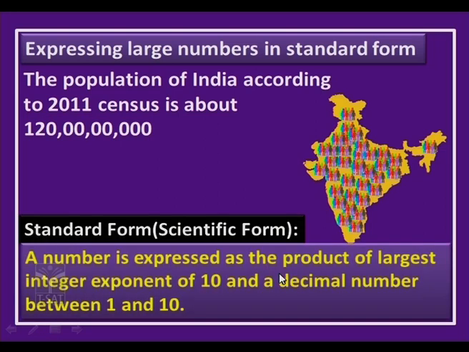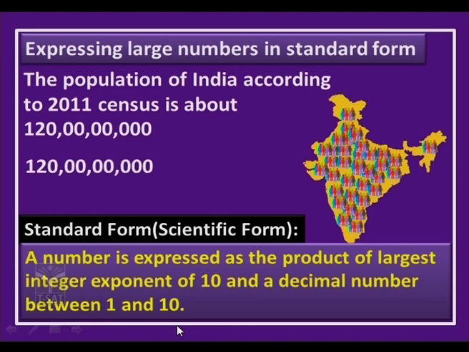Now, we write this expression in standard form, which is also known as scientific notation or form. What do you mean by that? A number which is expressed as the product of an integer exponent of 10 and a decimal number which is between 1 and 10. That means we always have to express this as an exponent of 10, 10 to the power of something, and the other number which we take should be between 1 and 10. So, let us understand this, children.